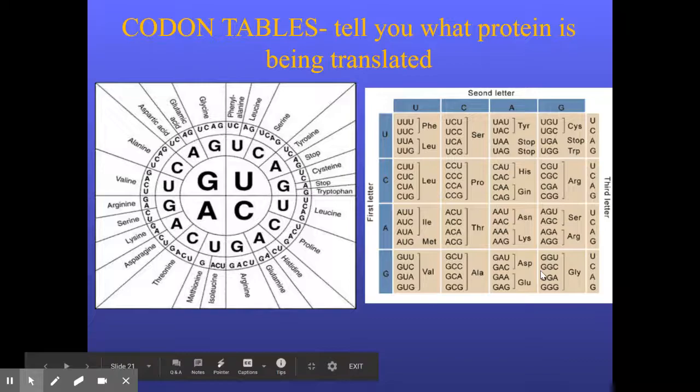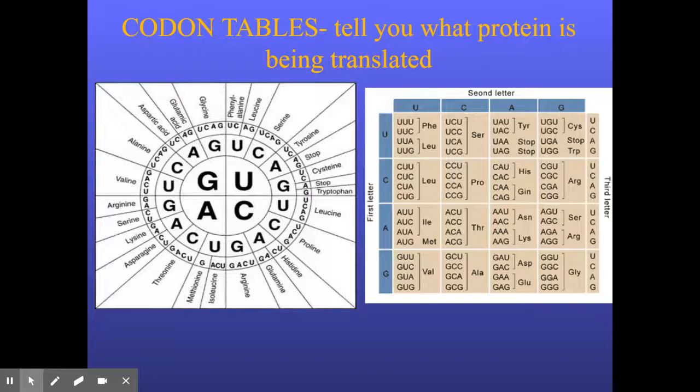So on the second one over here, I've also seen them use this one. So let's do UAG. All right, so the first letter is on the left-hand side, so you go to the U. Second letter is on the top, so I go across to the A. And third letter is on the bottom, so I go down to G. UAG is a stop codon. Do you see that?